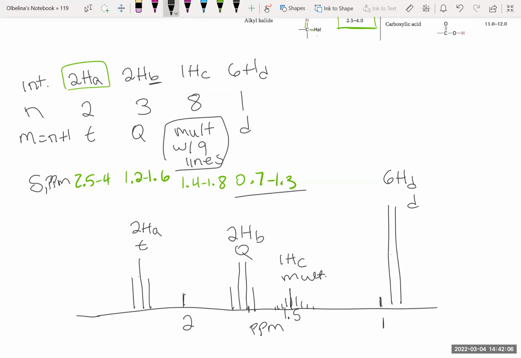Those chemical shifts don't have to be exactly correct, right? Let's say this is 3, but they are consistent with the relative chemical shifts of HA, which is the most deshielded, then HB, then HC, then HD, and they're within the range that the chemical shift table tells us.